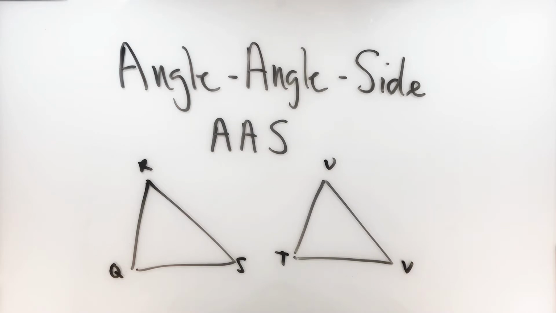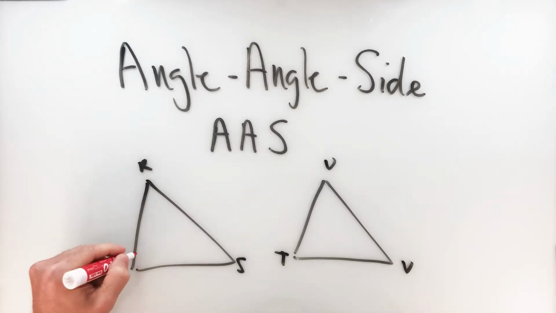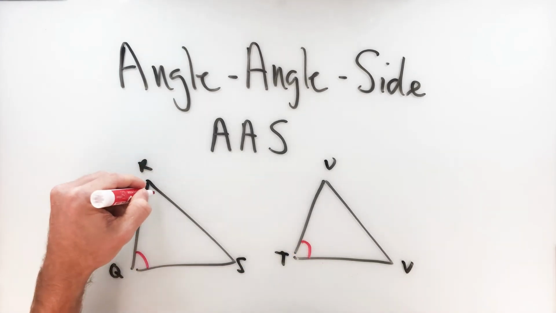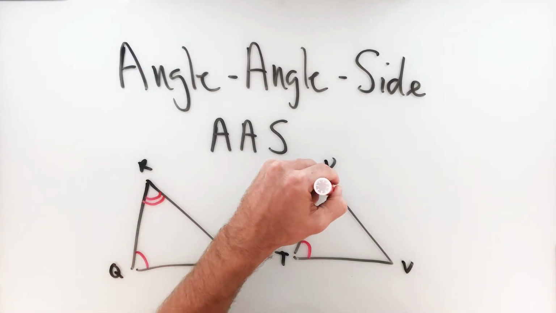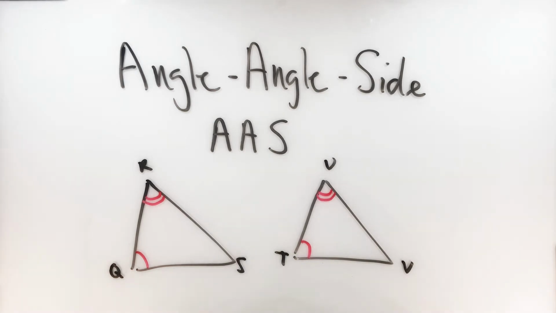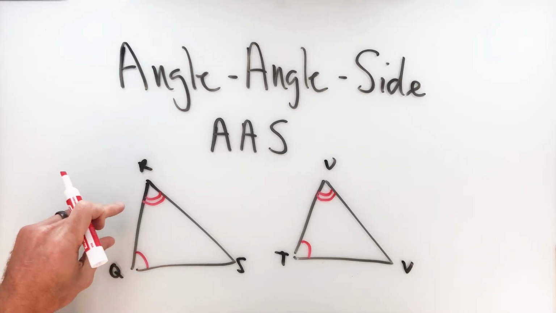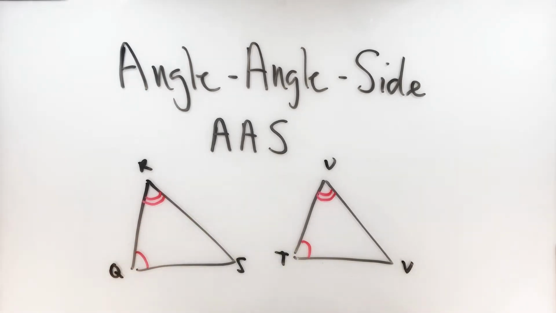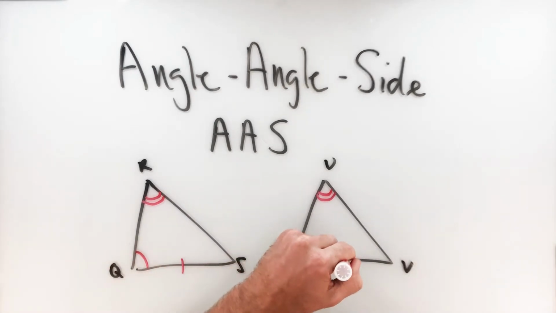So angle, angle, side is actually a theorem, not a postulate, which we'll talk about in just a second. The angle, angle, side theorem says that if two angles and a non-included side of one triangle are congruent to two angles and the corresponding non-included side of another triangle, then the two triangles are congruent. So last time in angle, side, angle, we used this side here on the left. But now we're saying, what if it's a non-included side? So it's not the side that's in between the two angles. Say maybe it's this side. So QS congruent to TV.